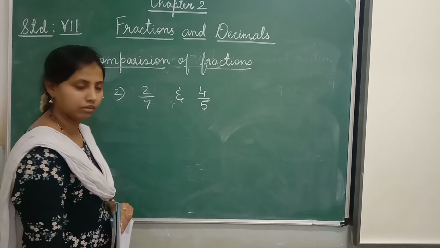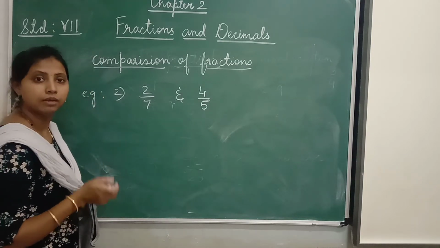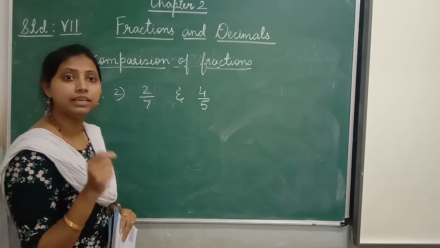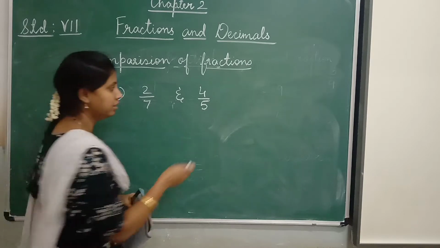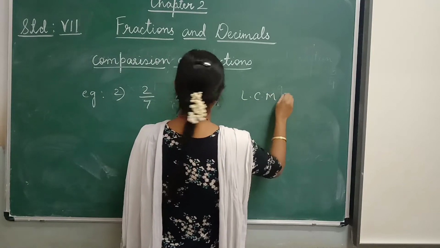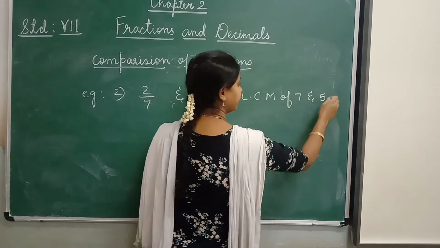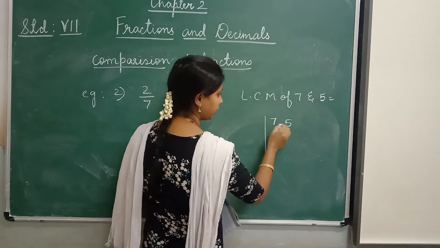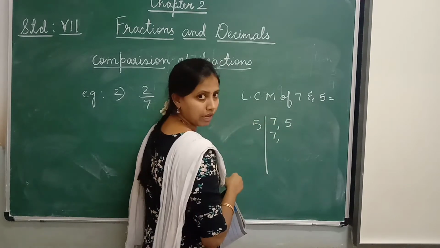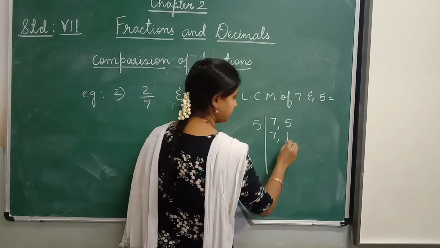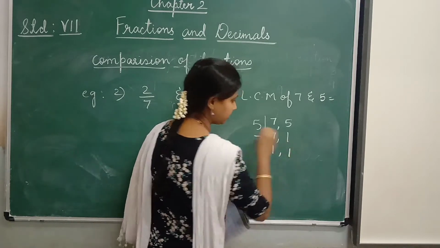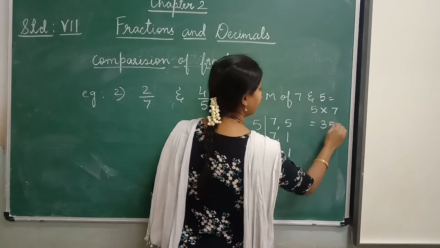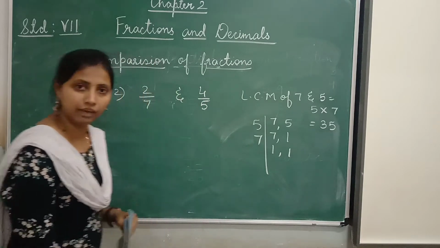Since denominators are different, what we have to do is make the denominators the same. How to make the denominators the same? Take the LCM of the denominators. So take the LCM of 7 and 5. We know how to take the LCM. 7 will not come in the 5 tables, so write 7 as it is, 5 ones are 5, then 7, 7 ones are 7. So it is 5 into 7, that is 35. So the LCM of 7 and 5 is 35.